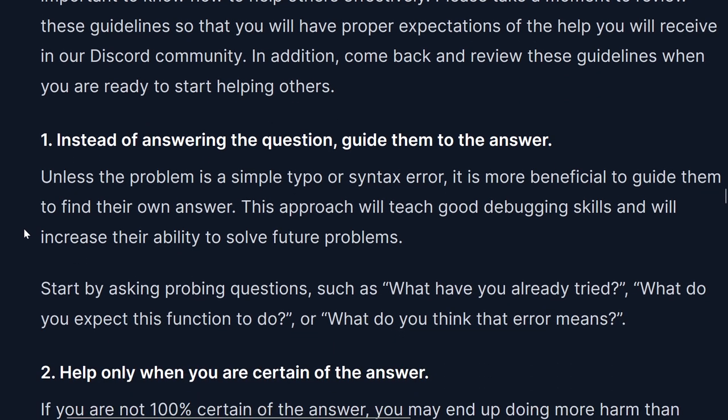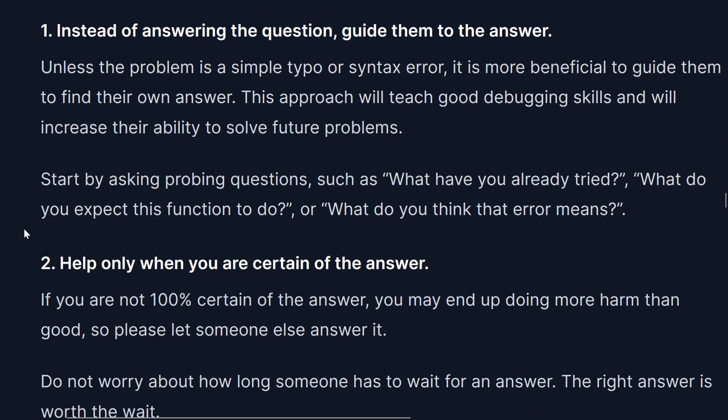First, instead of answering the question, guide them to the answer. Unless the problem is a simple typo or syntax error, it is more beneficial to guide them to find their own answer. This approach will teach good debugging skills and will increase their ability to solve future problems.